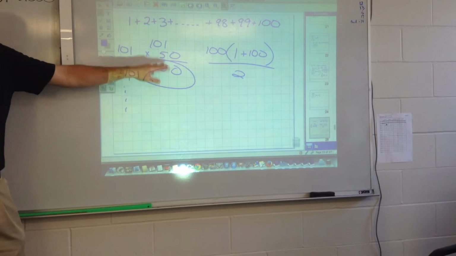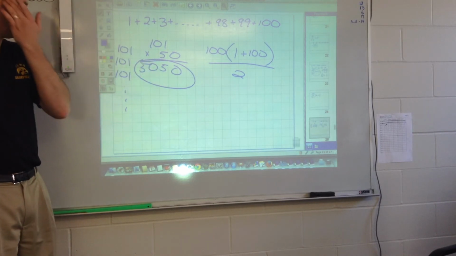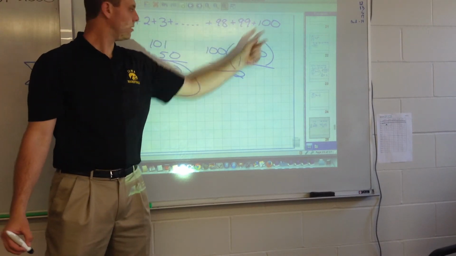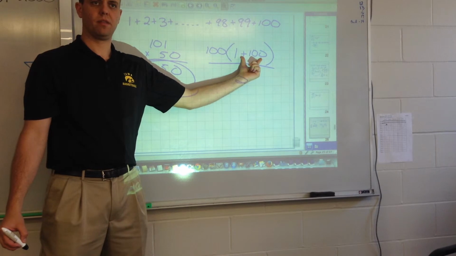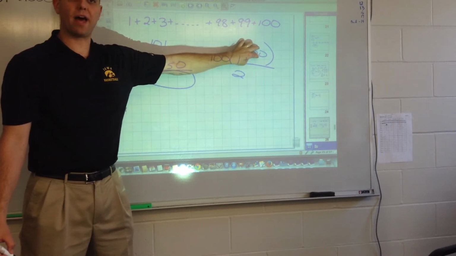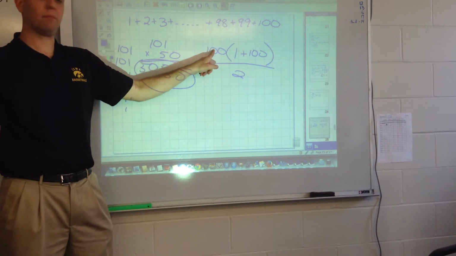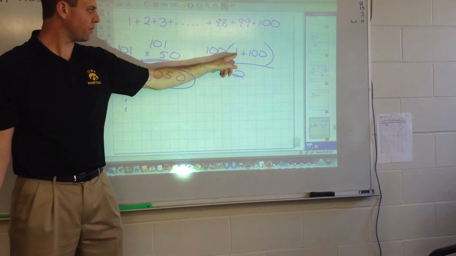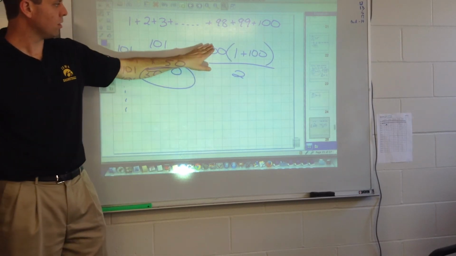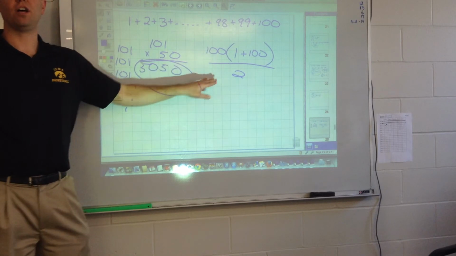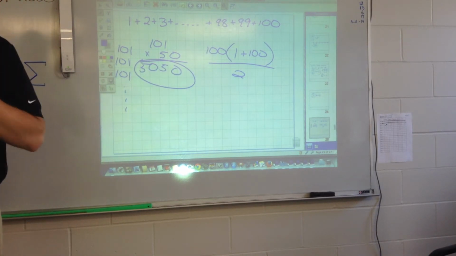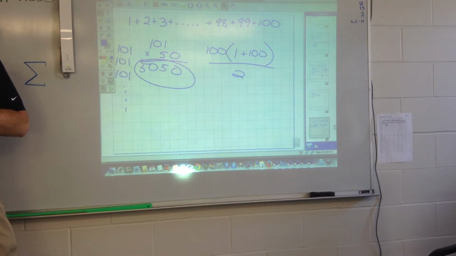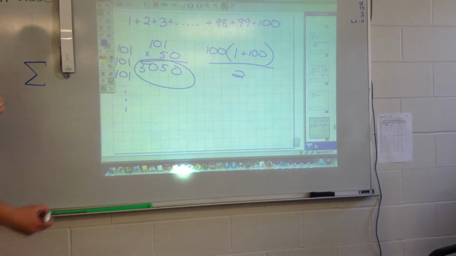Now, what you'll always be able to do is take the first number plus the last number, so 1 plus 100, and multiply that by half of how many numbers there are. Or in this case, 50, right? So if I take the first number plus the last number, and I multiply it by half of the number of numbers you're adding together, that will always work with an arithmetic sequence or series. Okay?